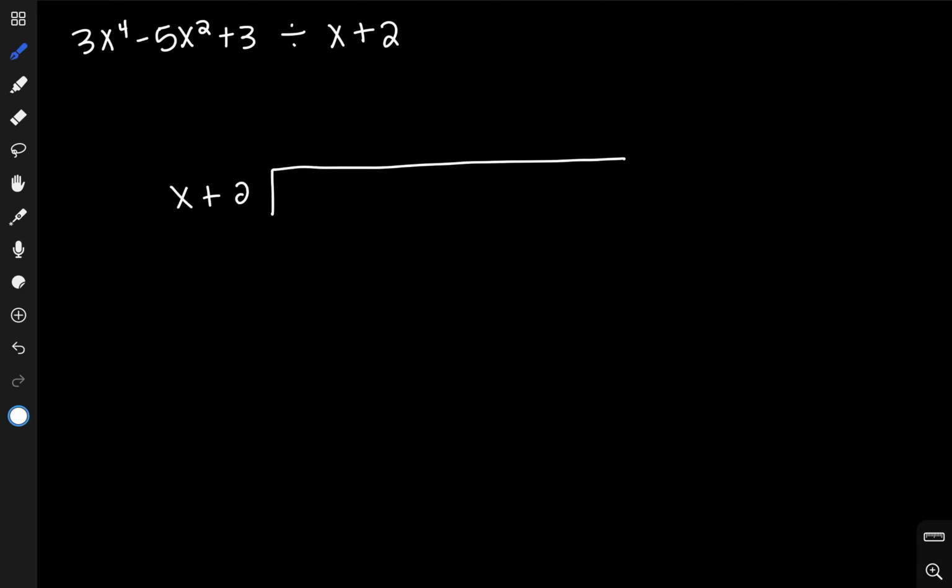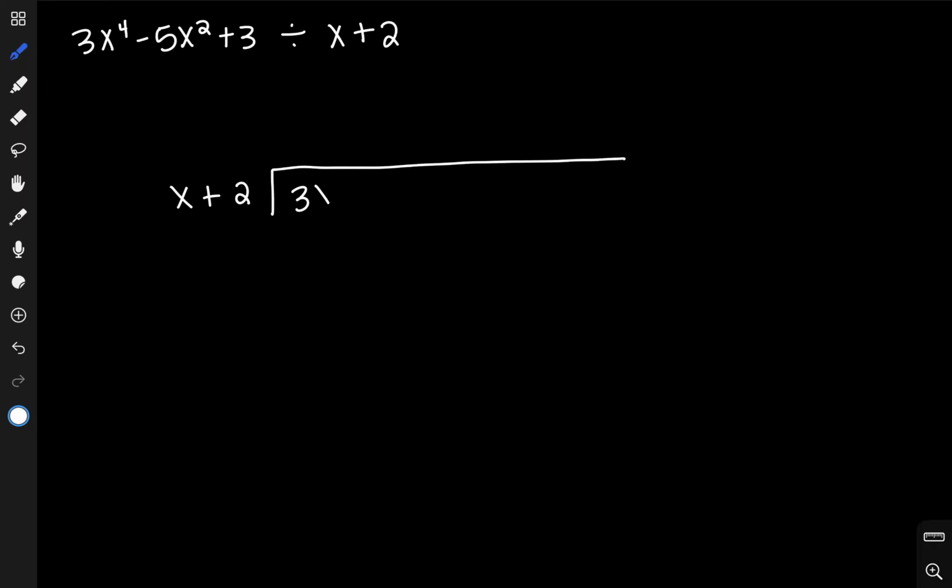We're going to start off with 3x to the fourth minus 5x squared plus 3 divided by x plus 2. First you want to format it. So we're going to go over here. We're going to put x plus 2 on the outside, and we're going to put this on the inside.